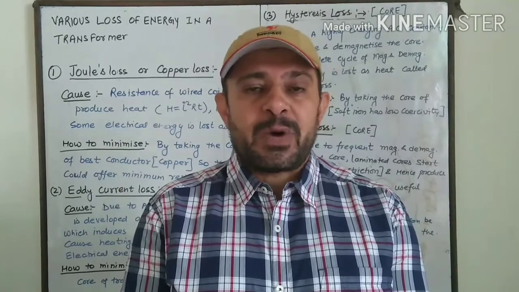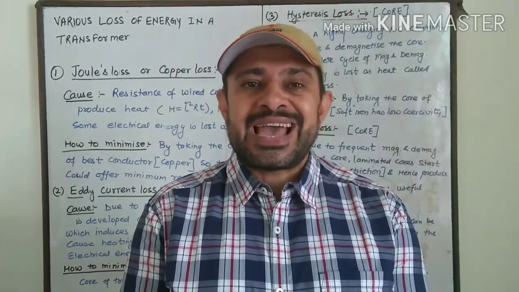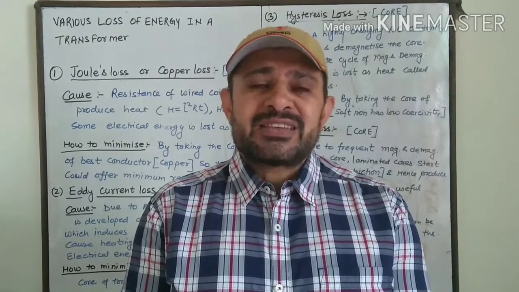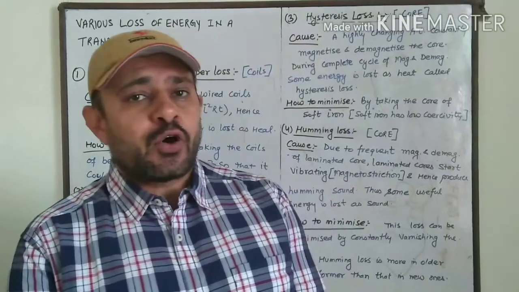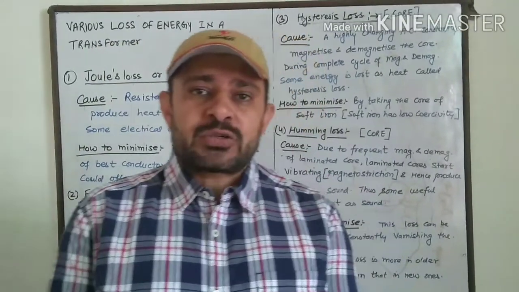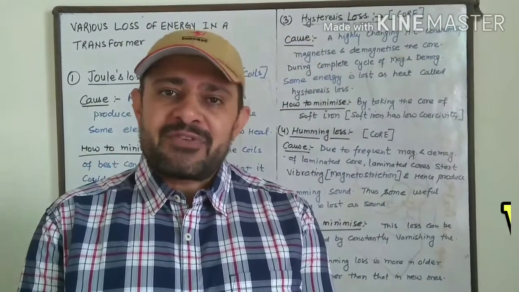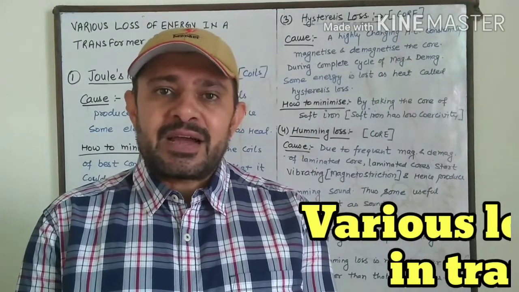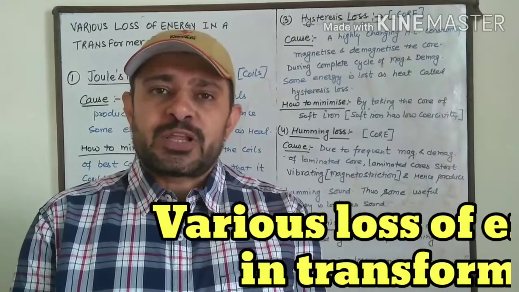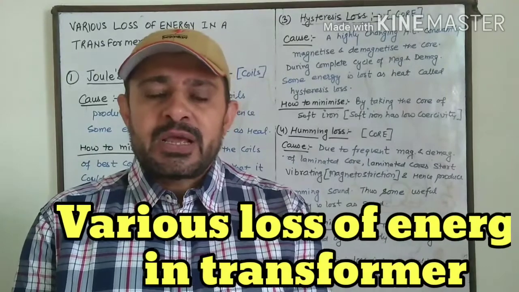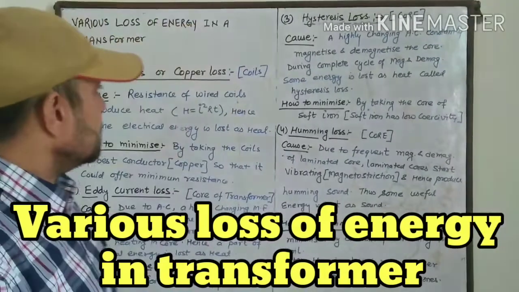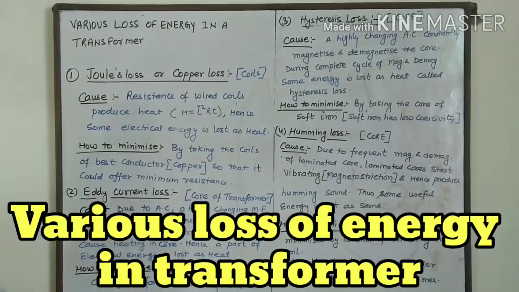100% of input power cannot be utilized as output power. Some part of this input power is lost. So where does this loss come from? We have to see what is the cause of the loss in the transformer. So, various losses of energy in a transformer.